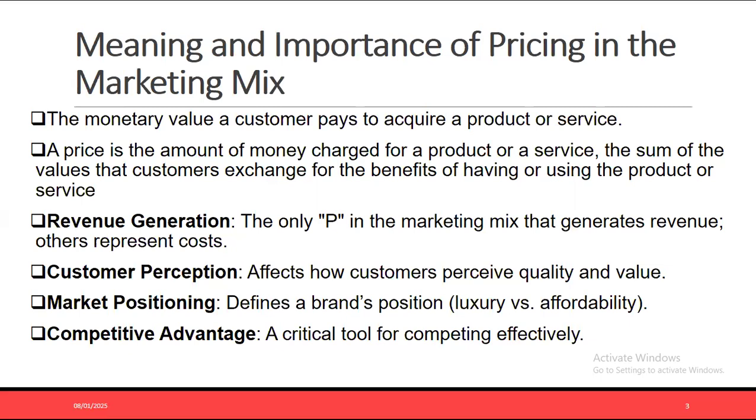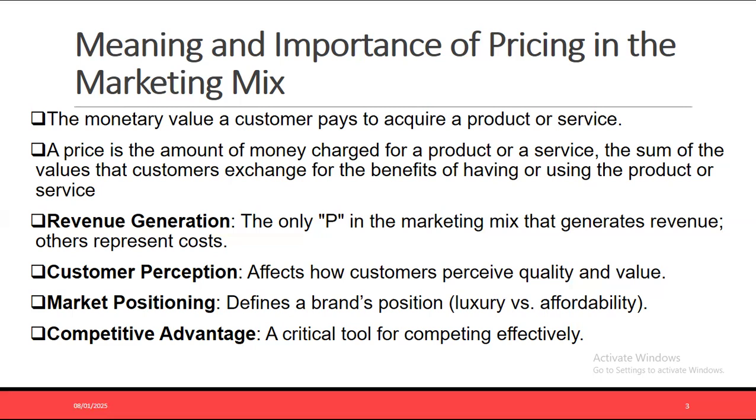A price is the amount of money charged for a product or a service. The sum of the values that the customers exchange for the benefits of having or using the product or the service is what we call the price.